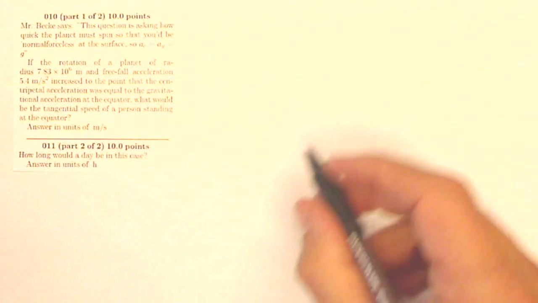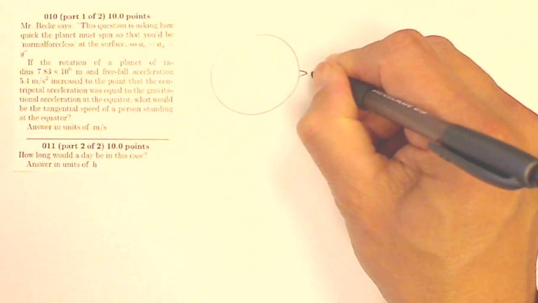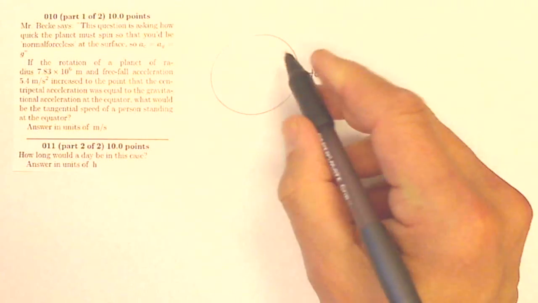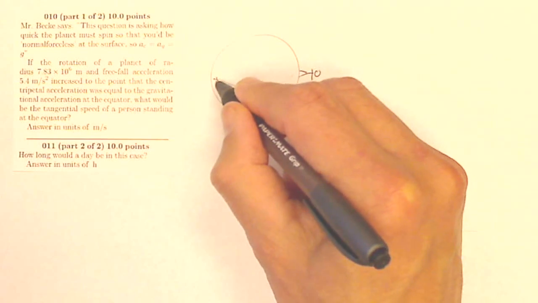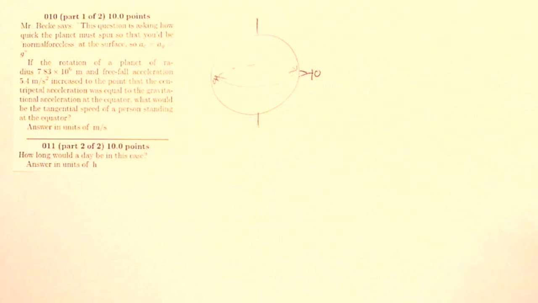Wow, what a crazy question. Well, here's my planet. I've got a person standing here that's zipping around for some reason. As the planet rotates, the planet's zipping around and spinning as it does, right? Around, we'll just make that the axis.